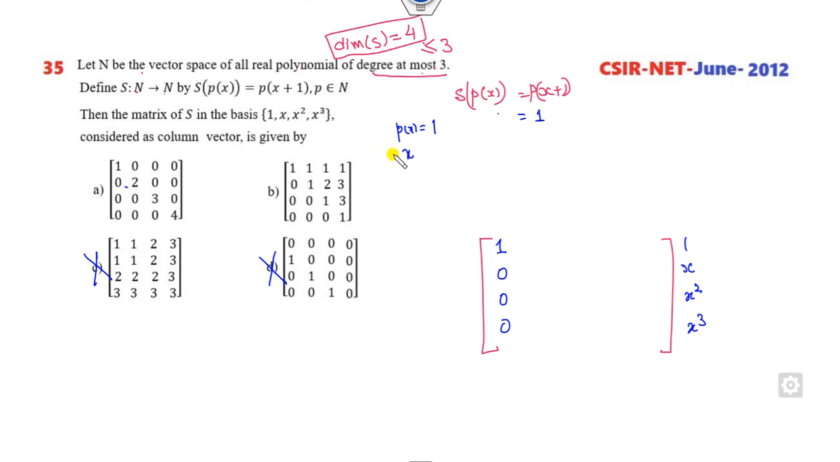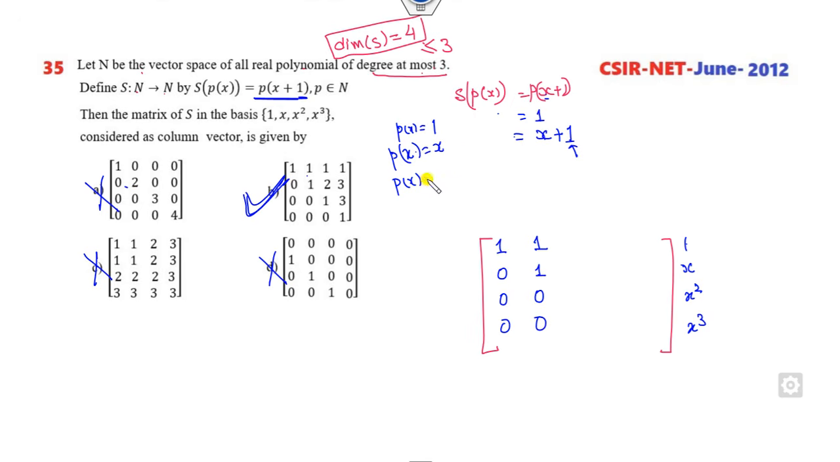If I take p of x as x, what is the right-hand side? If p of x is x, it will be x plus 1. So the constant will be 1, x will be 1, and the rest are all 0. So 1, 1, 0, 0. So this is 0, 0, 0, 2. Cancel out. All these 3 options cancel. The right answer is here, the correct option. If you want to check the others you can, but there is no need.